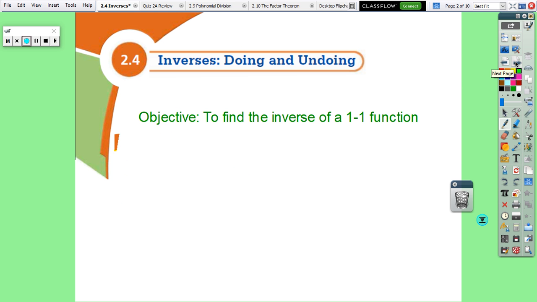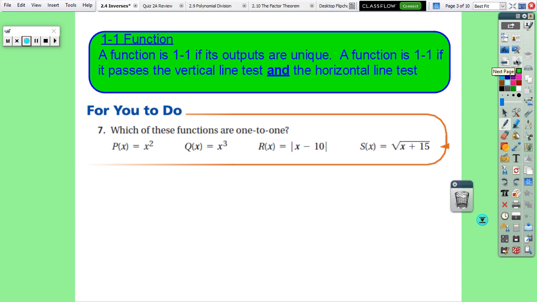All right, the inverses today, our objective is to find the inverse of a one-to-one function. So, we've talked about functions before, and if you remember, functions have unique inputs, which means that the inputs, or the x values, can't repeat.